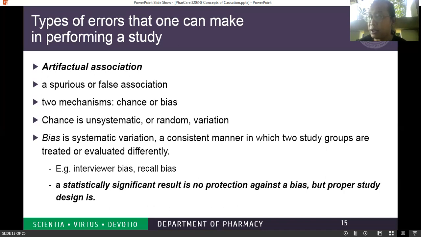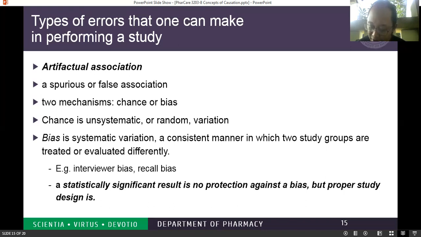While for the recall bias, it is related to the memories of the participants. For some events, participants may have a strong memory about it, but for other events, the participants may not be able to remember.